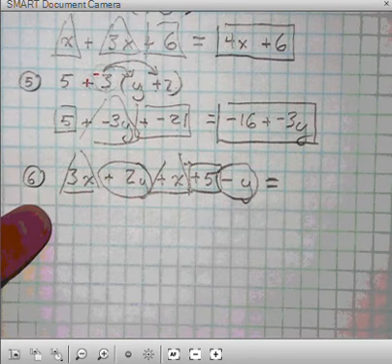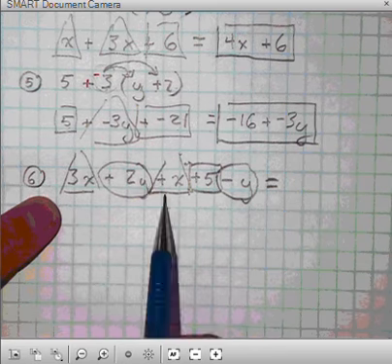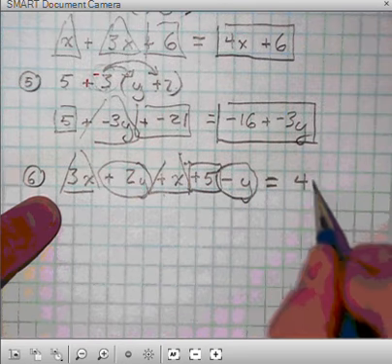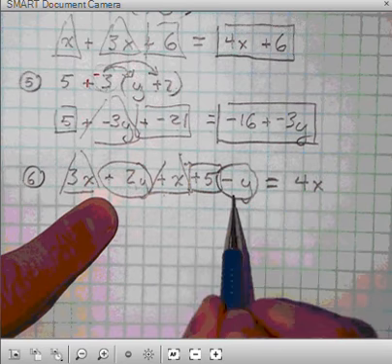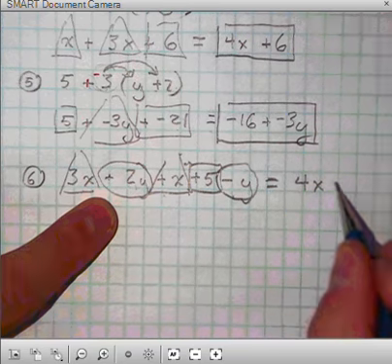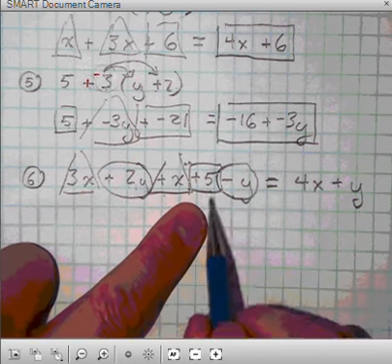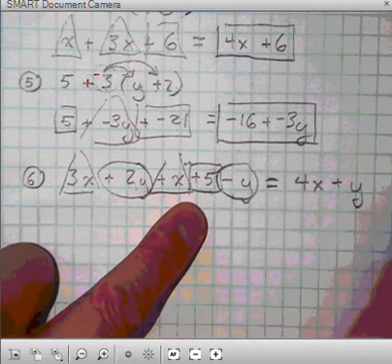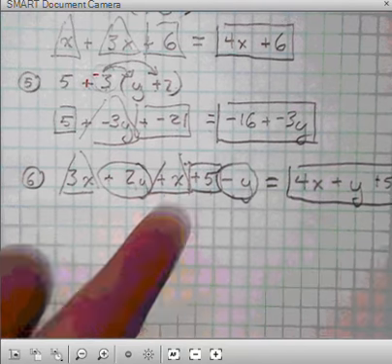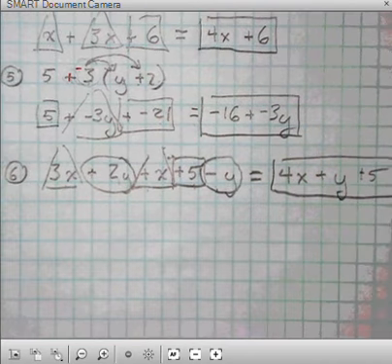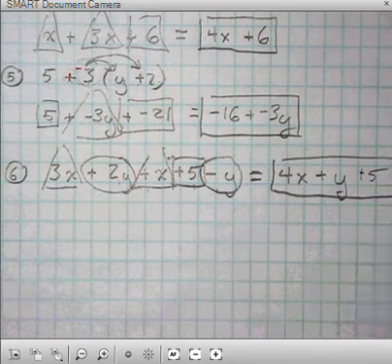You combine all the things that match. I got a 3x plus another x. That gives me 4 x's. I've got 2 y's, and then I have to take away a y, so that gives me 1 y. And then my number cube there is a 5. So in this one, you've got 3 different terms, it's a trinomial.